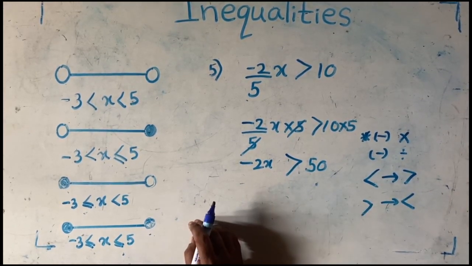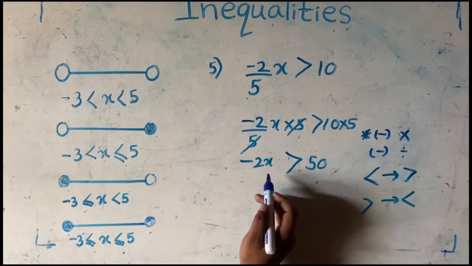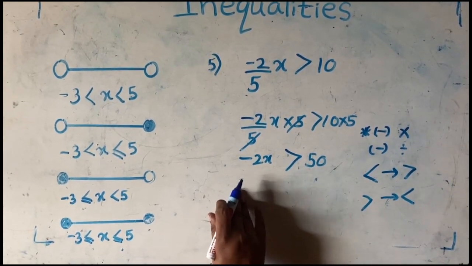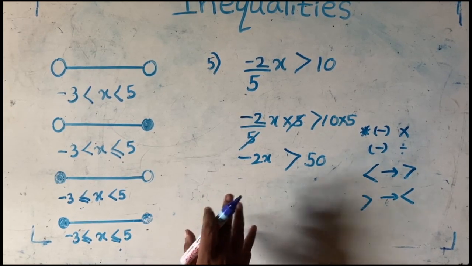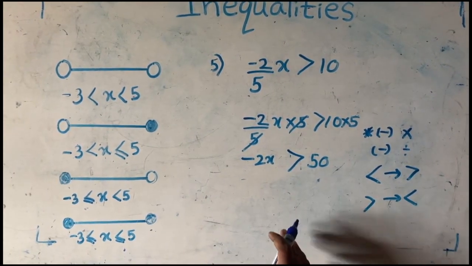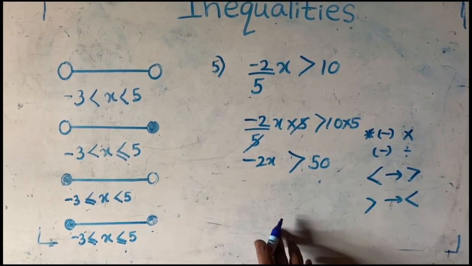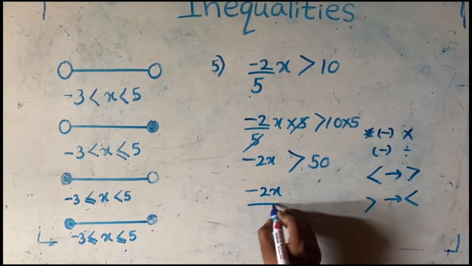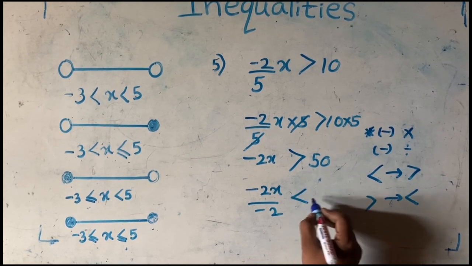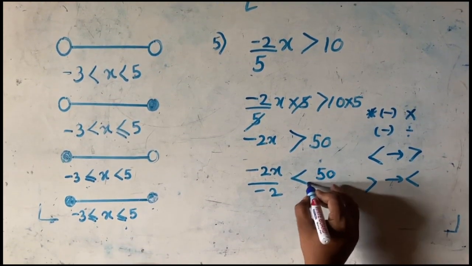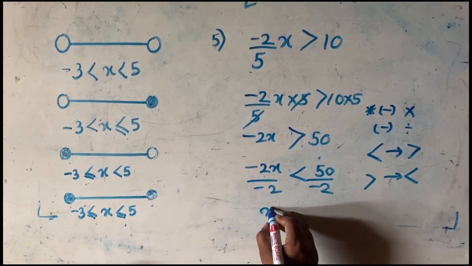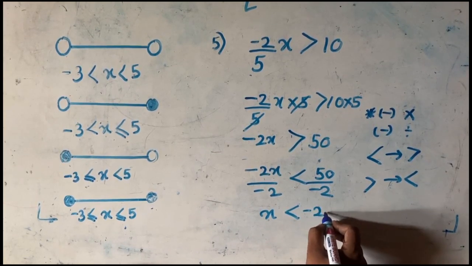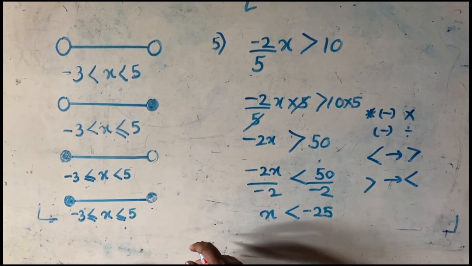Again, same as here. When you are dividing by a negative value or multiplying, you have to change the inequality sign. Then what will happen when you divide by negative 2? This inequality sign is changed to the other side. Then you will get negative 25.